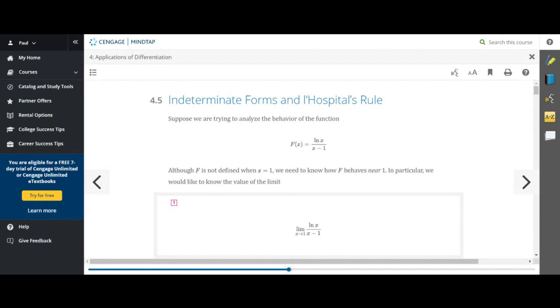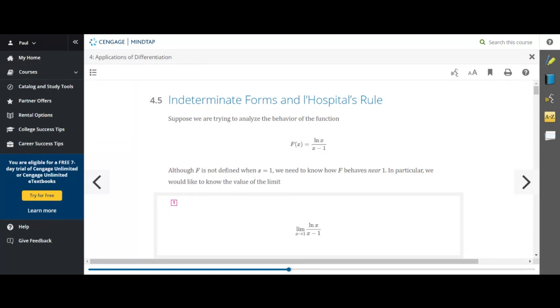You have here a function. Let's say you wanted to know the value of the limit of the quotient function, log of x over x minus 1, as x approaches 1.